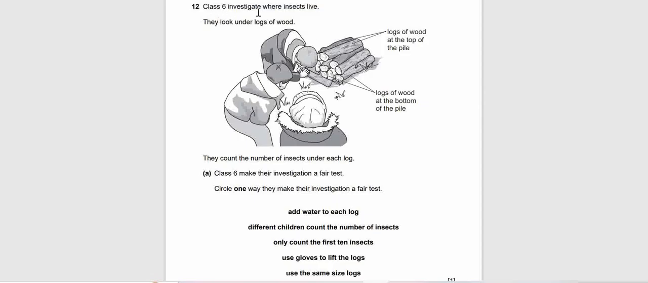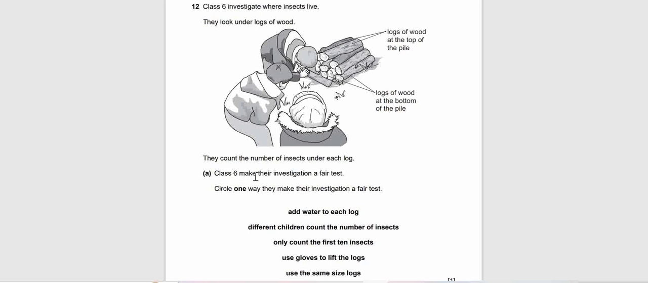Class 6 investigates where insects lived. They look under logs of wood at the top of the pile, and logs of wood at the bottom of the pile. These are the 3 students. They count the number of insects under each log.